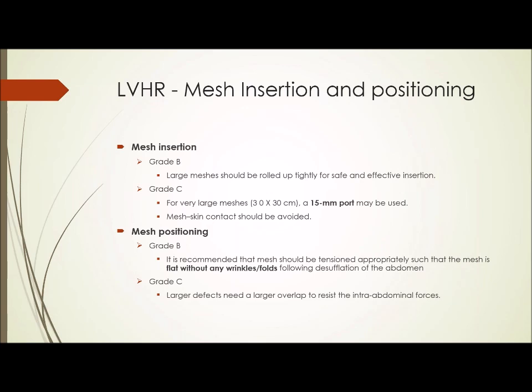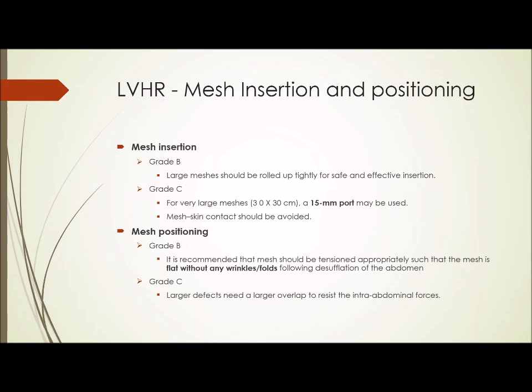Now, the second thing is you put in the mesh and now you have to position it. When you're positioning a mesh, it should be positioned such that the required overlap, the 5 centimeters, is always there. Number two, it should not be wrinkled and there should be no folds in the mesh. That's very important. It should not be overstretched. Remember this. Not excessively stretched out, but just spread out, laid flat without wrinkles or folds, with an overlap all around of at least 5 centimeters.